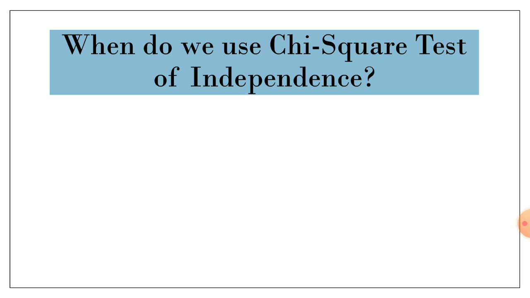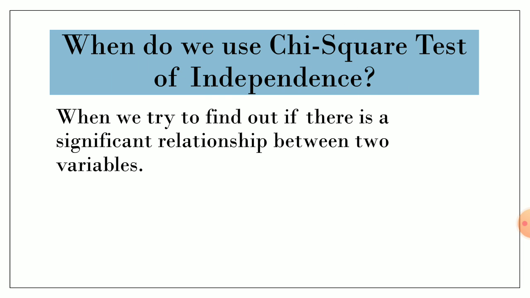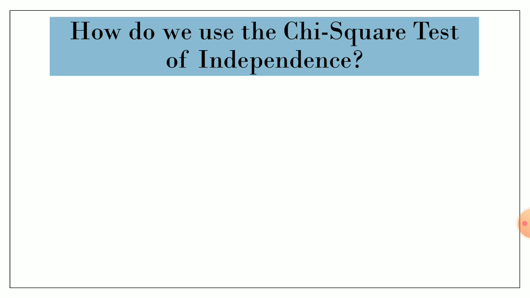When do we use chi-square test of independence? We use it when we try to find out if there is a significant relationship between two variables.